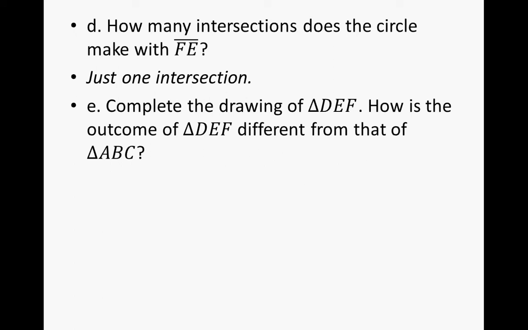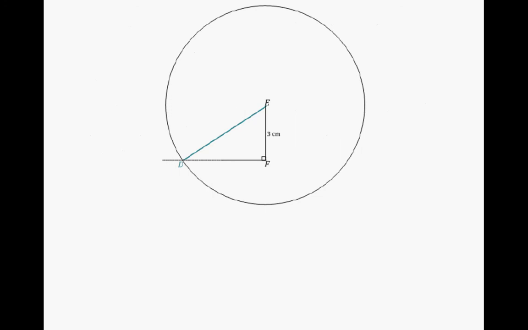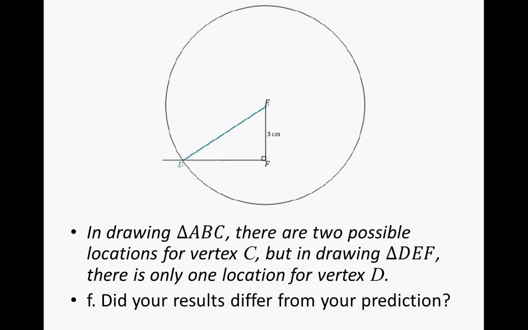How is the outcome of DEF different from that of triangle ABC? And this is your triangle that you should have. Well, in drawing triangle ABC, there are two possible locations for vertex C, but in drawing triangle DEF, there is only one location for vertex D. Did your results differ from your prediction?